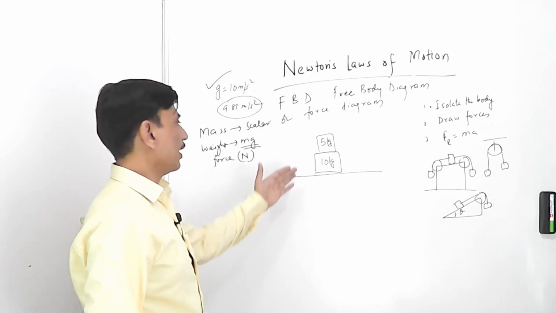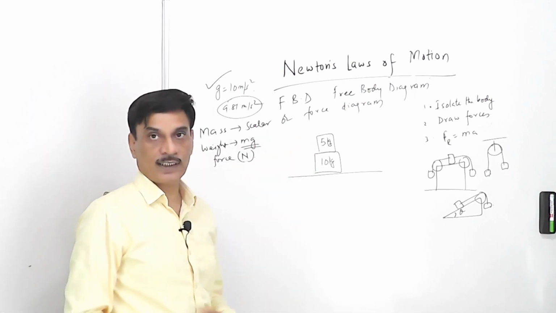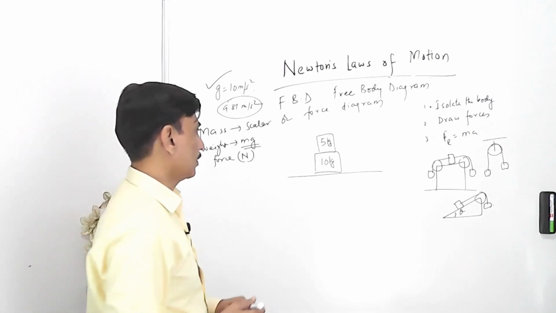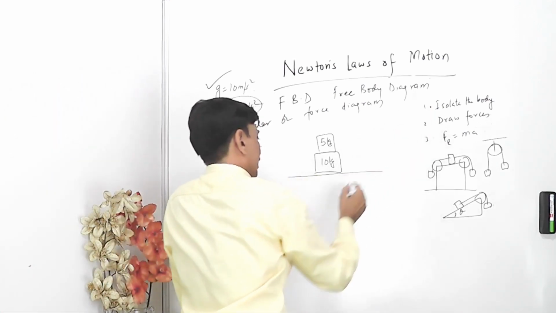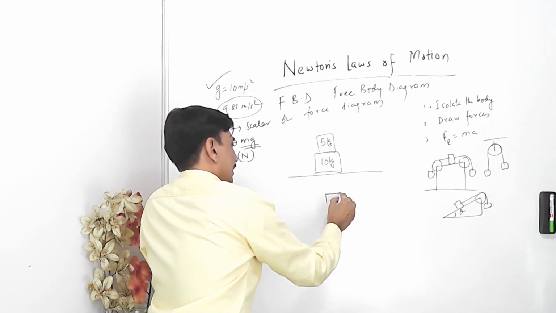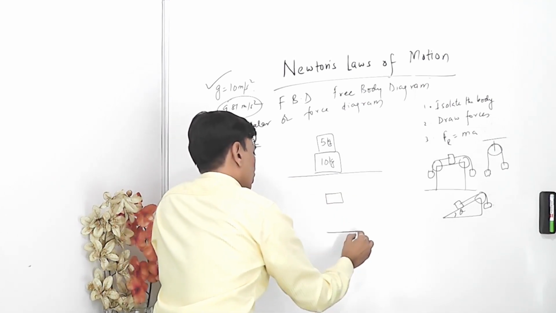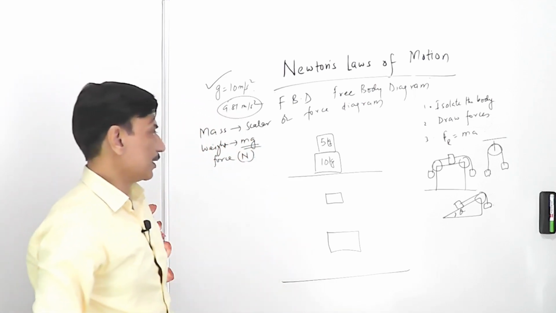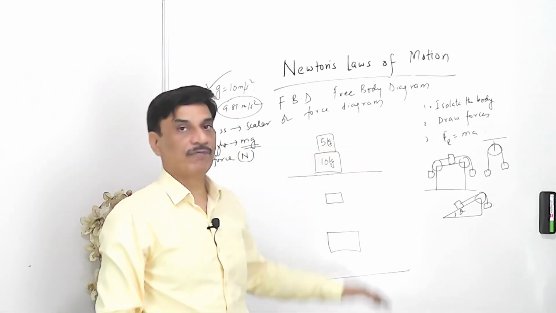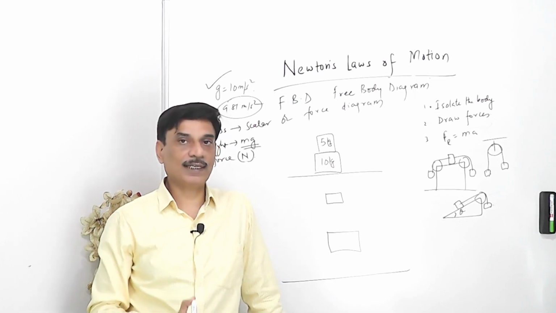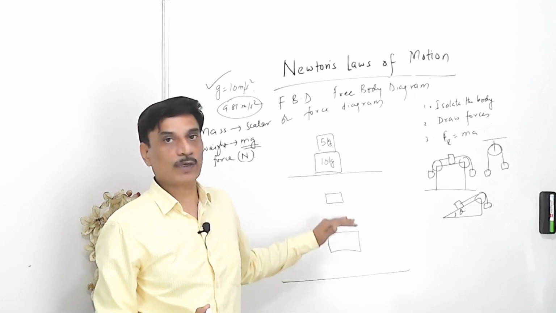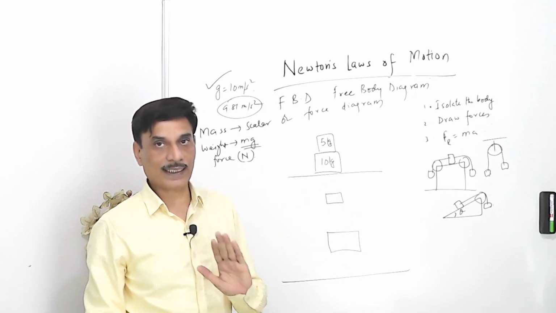So over here we have 2 blocks, 5 kg and 10 kg. Let's draw the force diagram for these 2 blocks. First step is isolate the body. So what we do is we slightly isolate these 2 blocks. Isolation doesn't mean we have separated them physically. We have not separated them physically. It's only that we have created some space so that we are able to draw the diagram. That's all.